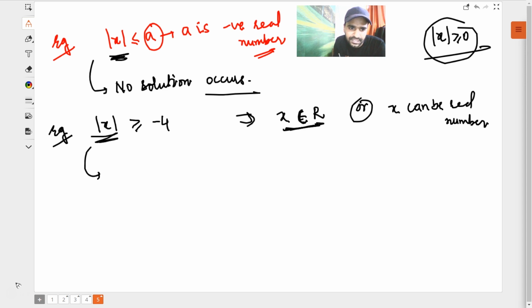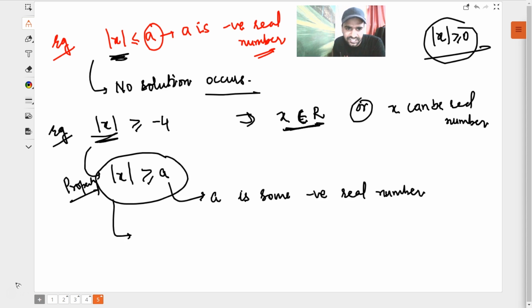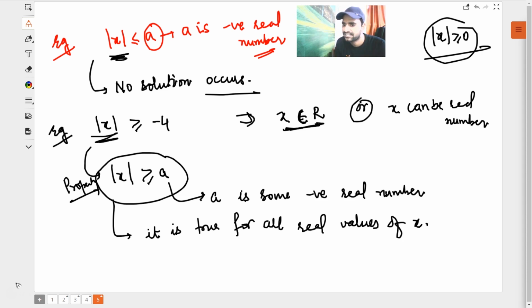So I'll generalize this property which I have discussed over here. This is a property that mod of x is greater than or equal to a is given, where a is some negative real number, then I can say that it is true for all real values of x. That means x belongs to R is the solution of this inequality. Everybody clear, guys?